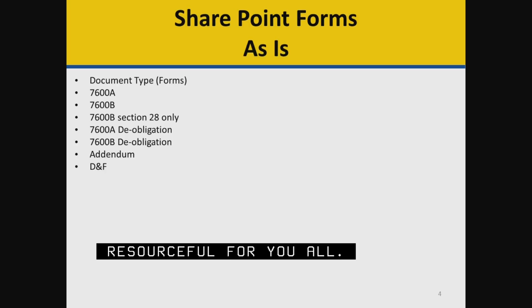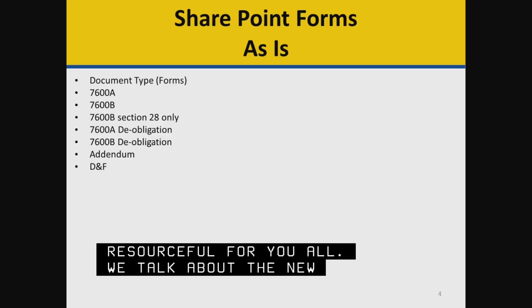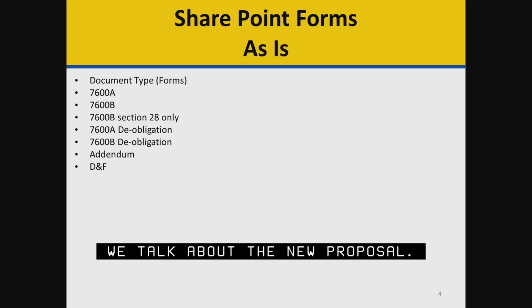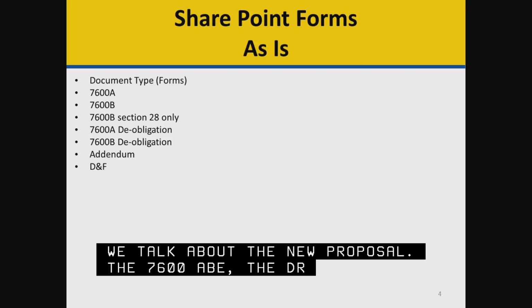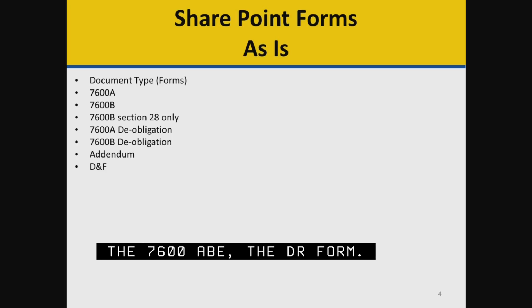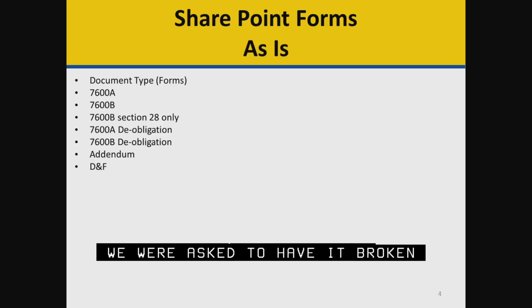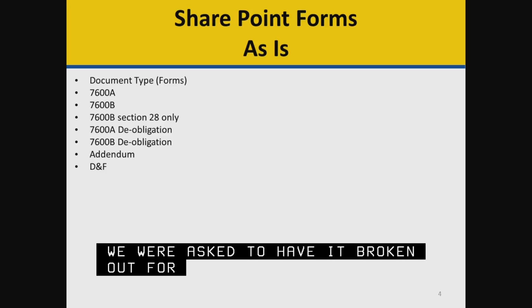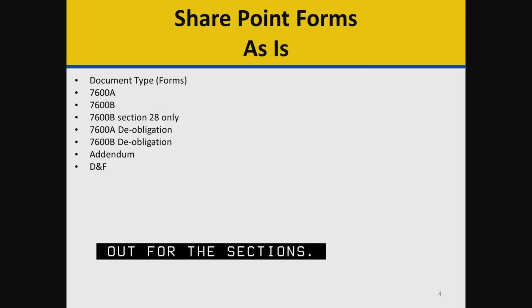So as we talked about the new proposal to set the forms up, currently we have the forms as is, as having the document type forms, the 7600A-B, the DOB form, the Section 28 addendum, and DNF. We were asked to have it broken out as having a section for assisted acquisitions and a section for non-assisted acquisitions. So currently this is the way the forms are set up in SharePoint under the IAA process tab.